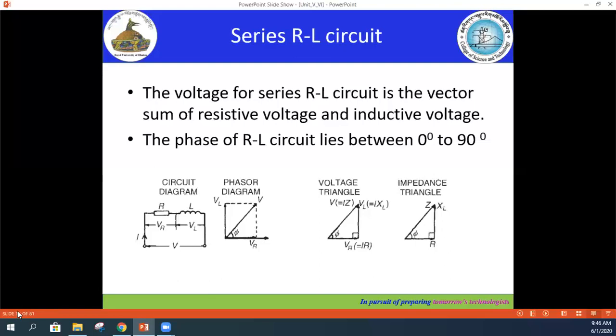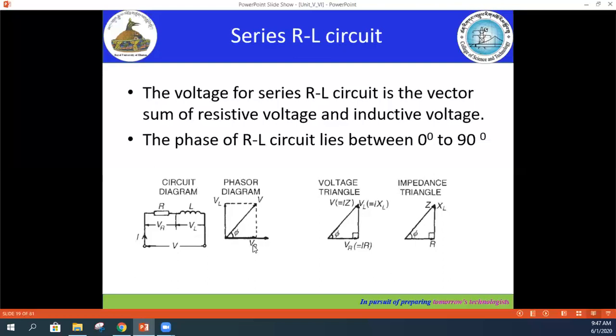Let's check the phasor diagram with the circuit diagram here. This is the circuit diagram. We have supply voltage V, and the load R and L are connected in series. The voltage at the resistor R is given by VR, and the voltage at the inductor is given by VL. If you draw the phasor diagram for VR and VL, it looks like this. VR is at 0 degrees, because in a purely resistive load, this VR is in phase with the IR.